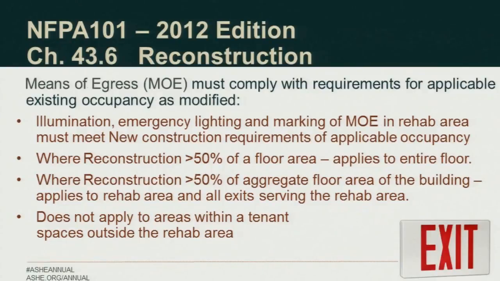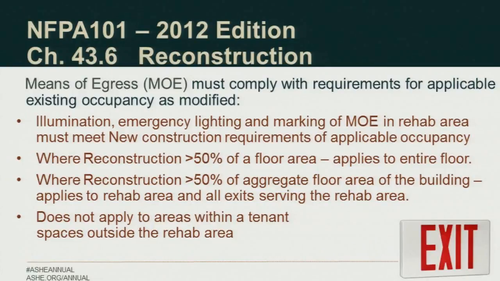Under reconstruction, the means of egress must comply with the requirements for the applicable existing occupancy as modified. The following modifications apply. The illumination, emergency lighting, and marking of means of egress in a reconstruction area must meet new construction requirements of the applicable occupancy. So if I've got a reconstruction project and I'm redoing the egress corridor, I have to meet the requirements for emergency lighting, illumination, and the marking, exit signage, for new construction.